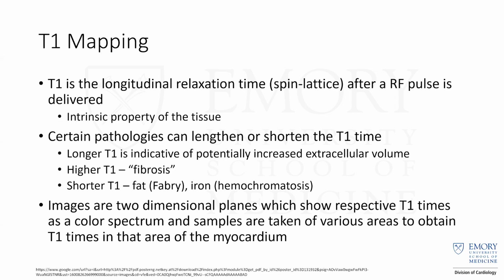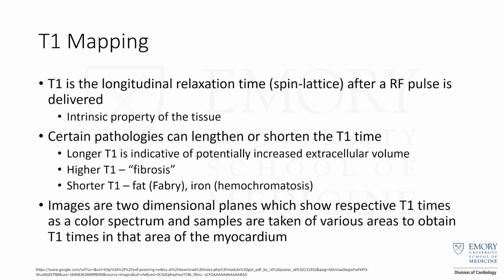It's an intrinsic property of the tissue, so it's a time measurement. Certain pathologies can lengthen or shorten the T1 time. There's a normal value for T1 time, and if you have a longer or higher T1 time, that's indicative of potentially increased extracellular volume, so you're looking for fibrosis with a higher T1 time. There are some things that cause a shorter T1 time, specifically fat, like in Fabry's disease, or iron, like in hemochromatosis. That's another thing that you can check for with your T1 mapping, which I'll show you in just a second.